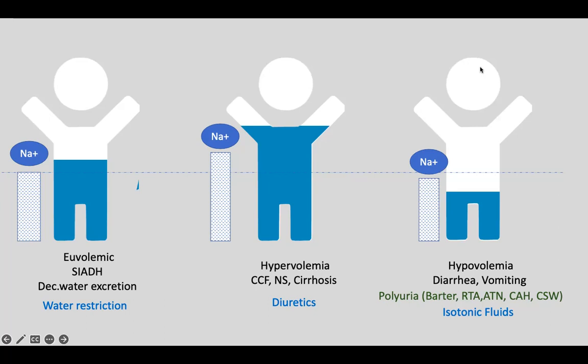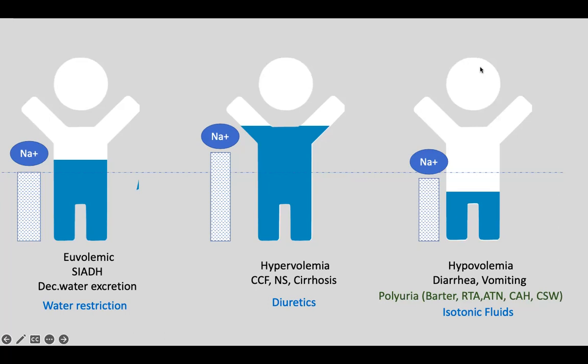So now you know that there are 3 different scenarios with hyponatremia, but the management is different. In SIAD, it is restriction of fluids. In case of hypervolemia like CCF, nephrotic syndrome, or cirrhosis, it's using a diuretic to ensure that the water goes out so that the sodium level is maintained. Whereas in case of diarrhea, vomiting, and polyuria, it is replacement with an isotonic solution.